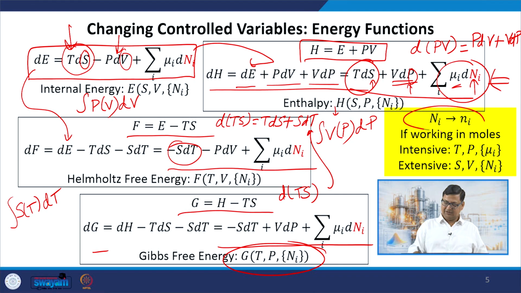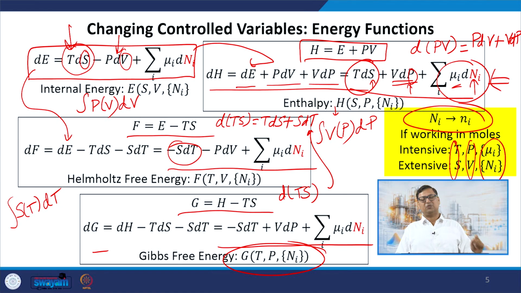right? So 2 points here. The first point is that if I simply replace this capital Ni with a small ni, now I am referring to the number of moles as opposed to number of molecules. And I was talking about these three pairs, Ts, Pv and mu i Ni. What is interesting to note here is in each of the pairs we have one intensive variable that does not depend on quantity, and one extensive variable that depends on quantity, right?